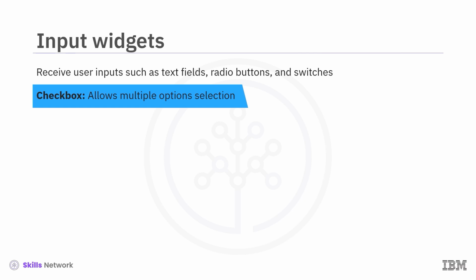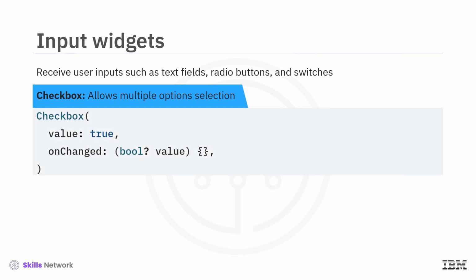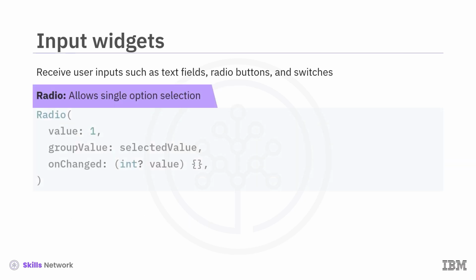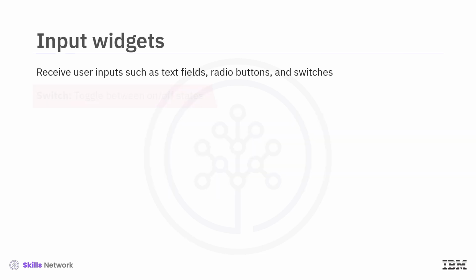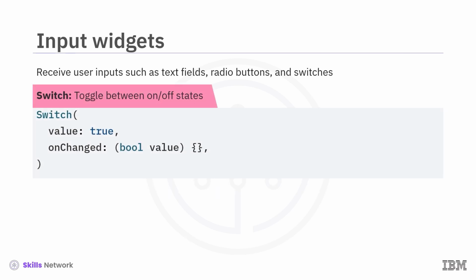As a checkbox, it allows users to select multiple options from a set. It is used for settings or form options where multiple selections are allowed. As a radio, it allows users to select a single option from a set. It is used for settings or form options where only one selection is allowed. As a switch, it allows users to toggle between on-off states. It is used for settings like enabling and disabling features.